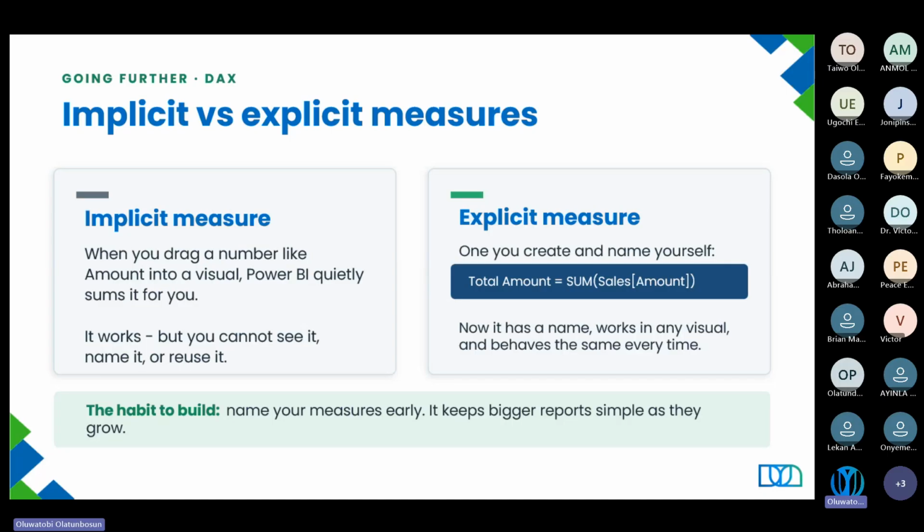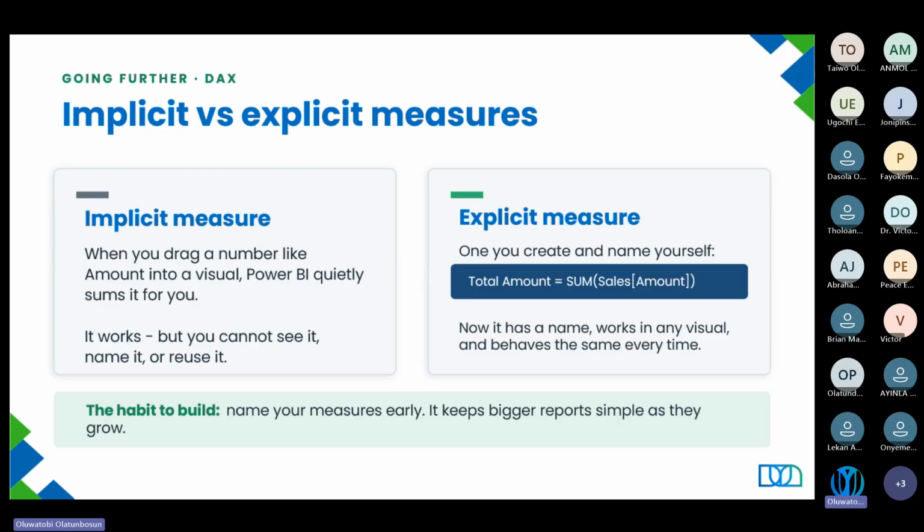Implicit measures are created when you drag a column into a visual. Power BI creates a measure for you on its own. It either counts it or sums it. I'm going to show us this very shortly. It actually works, but the challenge is that you can't replicate it in other charts. Do you get? The explicit measure is when you create your own measure, the one you create for yourself, right?